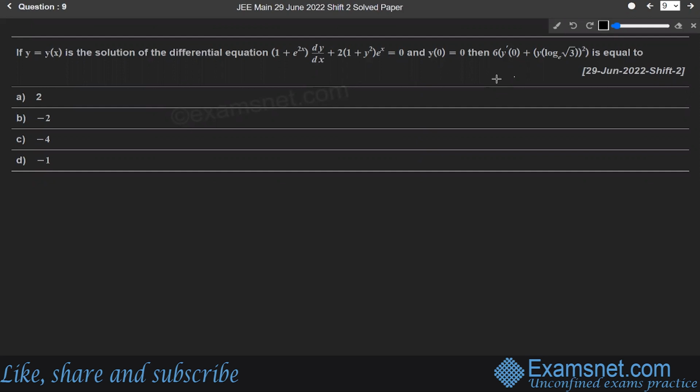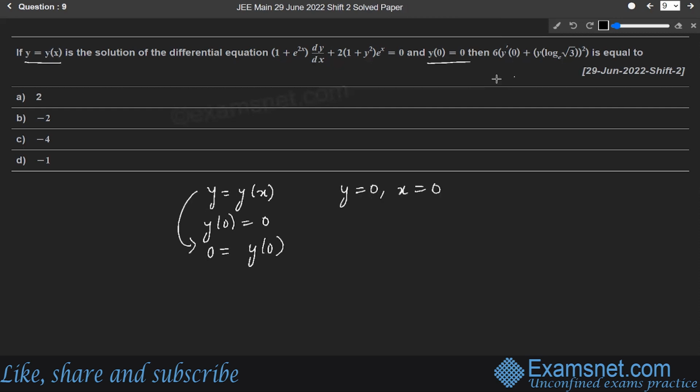Solution of a differential equation is given, which is y is equal to y of x. This is the solution. And another quantity is given, which is y of 0 is equal to 0. Okay, it means that 0 will be equal to y of 0, right? When we compare both these values, it means that when x is 0, y will be 0. It means that when we put x is equal to 0 here, we get y is equal to 0. Now, this is the solution of the differential equation.